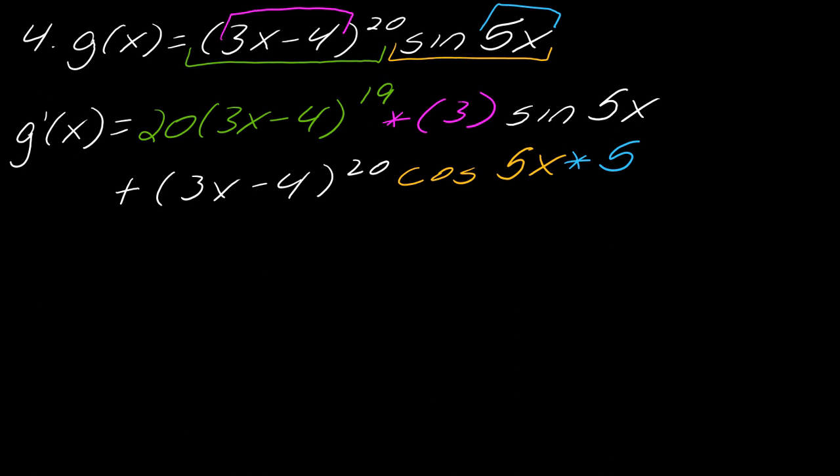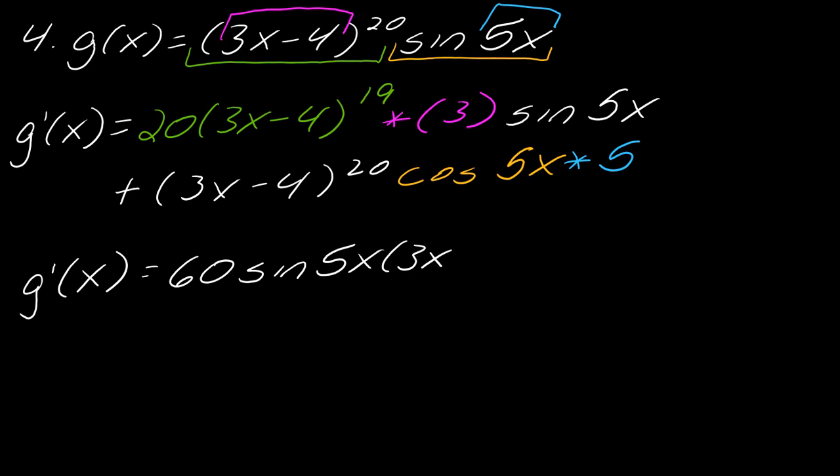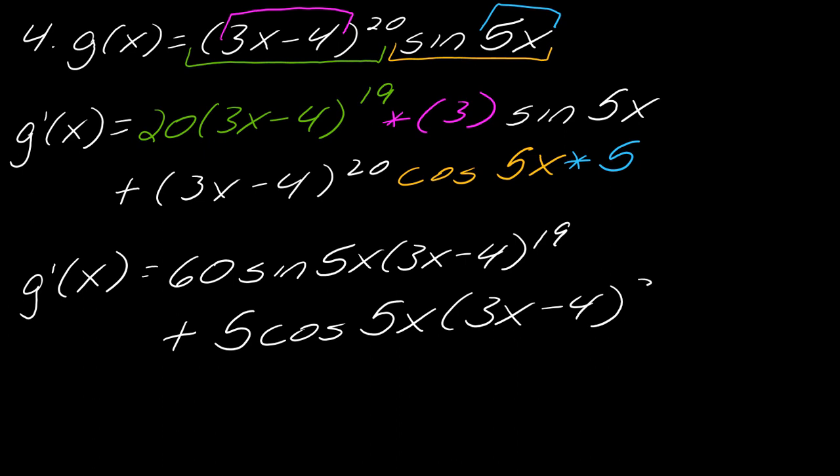Now I've got all the pieces here, so I can clean this up. This will now simplify. I can multiply this 3 by 20, so that's going to be 60, times sine of 5x, and then 3x minus 4 to the 19th. And then the other part of this will be plus 5 times cosine of 5x times 3x minus 4 to the 20th. And that's as good as that gets. You can practice some other ones on the product rule and chain rule if you're looking to do more practice with that.